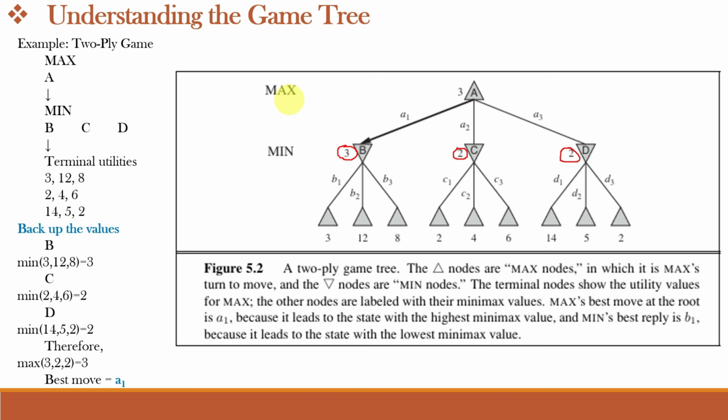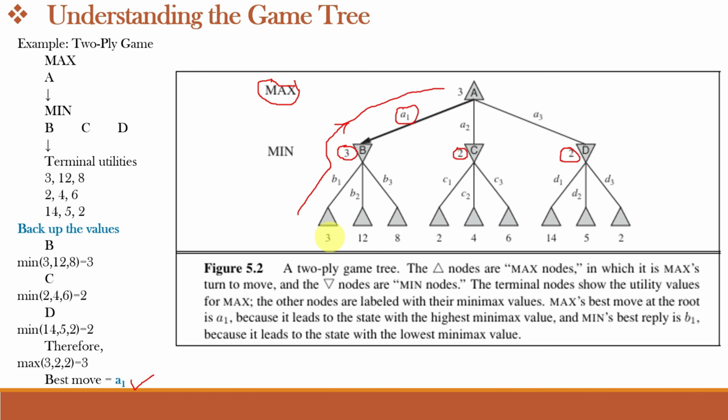Now it is max's turn. And remember, this backtracking we are doing is for max's turn. So max will try to choose the maximum value. Out of 3, 2 and 2, what will A choose? Obviously, it will choose the maximum, that is 3, because that is the best move for A. So A1 is the best move. So the max node A will choose 3 as its move, which can be backtracked like this.